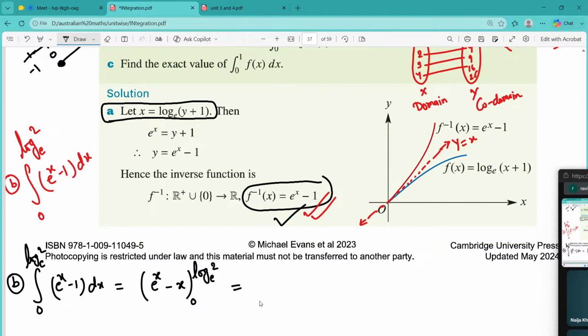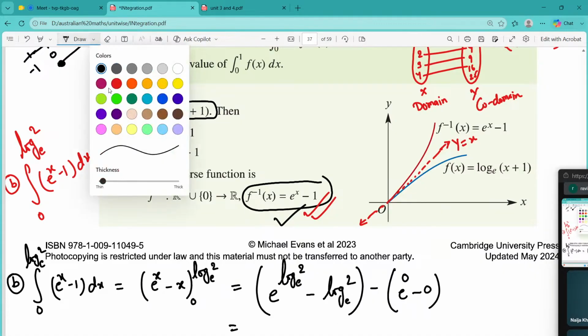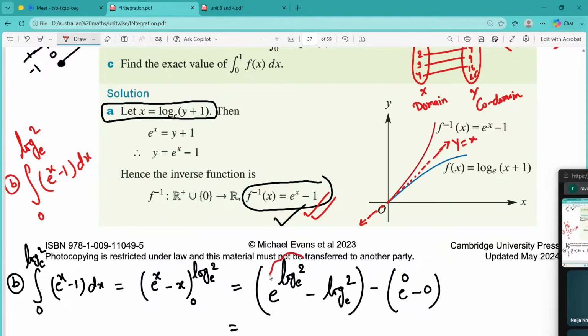So how will we put the limit, Nisa? First of all, the upper limit, then the lower limit. So you will get e raised to power log e 2 minus log e 2. This is the upper limit. This minus the lower limit, so e raised to power 0 minus 0. Correct? So what will we get? Can you tell me the value of this? Can you simplify this a little bit?